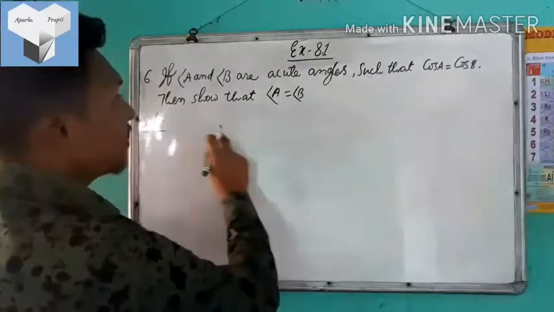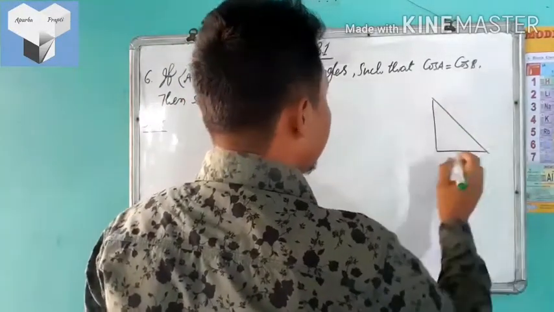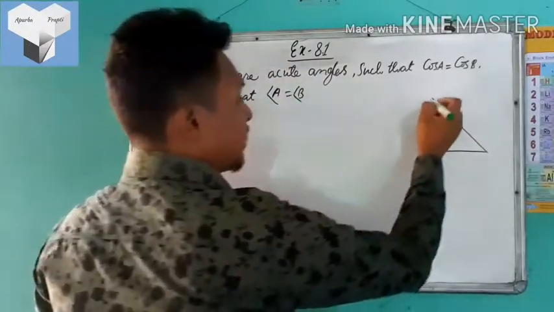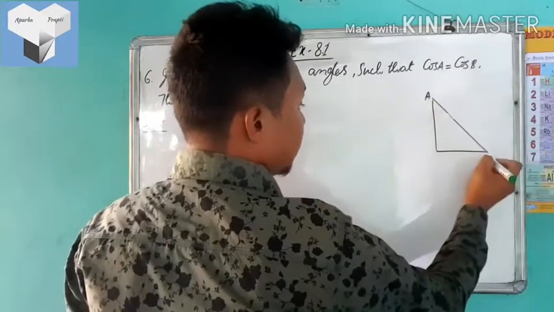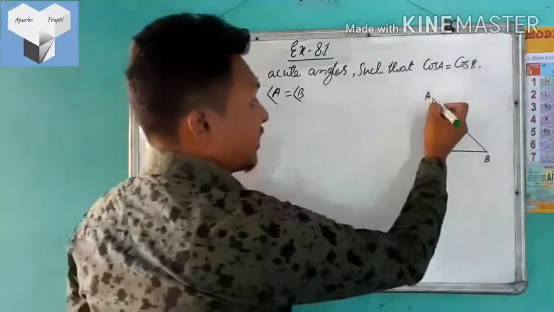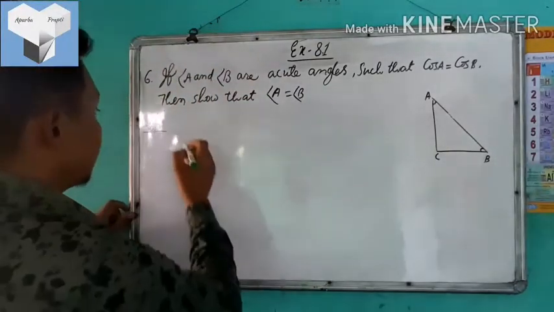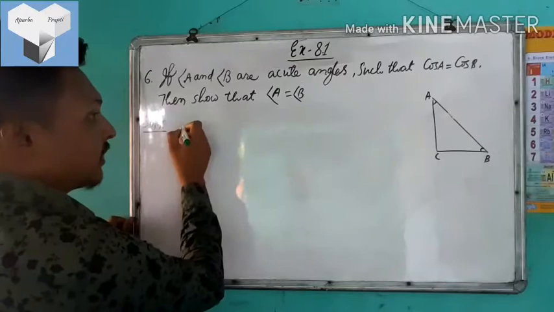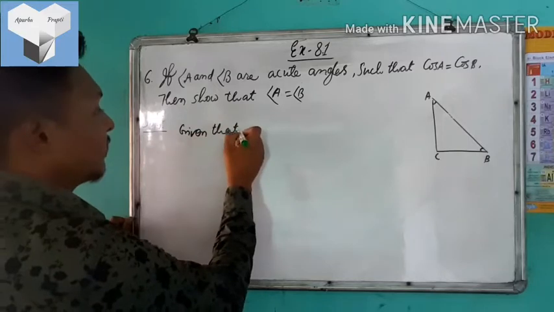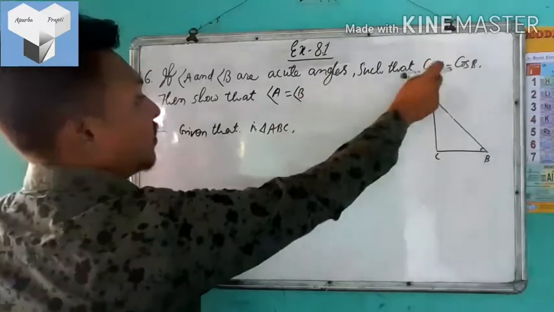So for this, we will draw a right angle triangle. Mind this, in this right angle triangle, A and B are acute angles. So we shall place here A, and here B. In this case, let's see with the right angle. And A and B are acute angles, that means they are less than 90 degrees. So we shall directly go ahead like this. Given that in triangle ABC, cos A is equal to cos B.